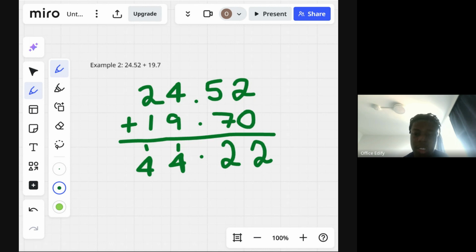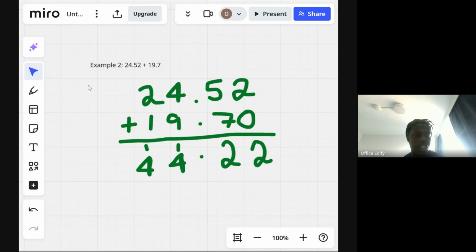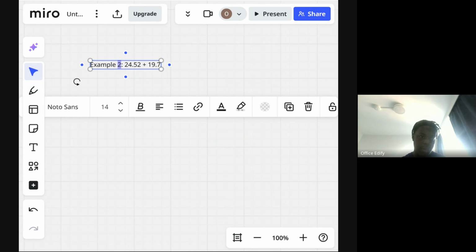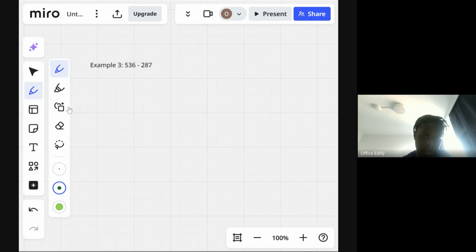Now to finish this off, I'm going to quickly show a subtraction question using column subtraction. I'm going to call this one example 3. Let's say you had 536 take away 287. It's the exact same setup as before: 536 take away 287.